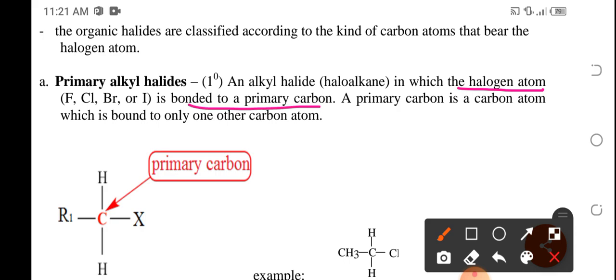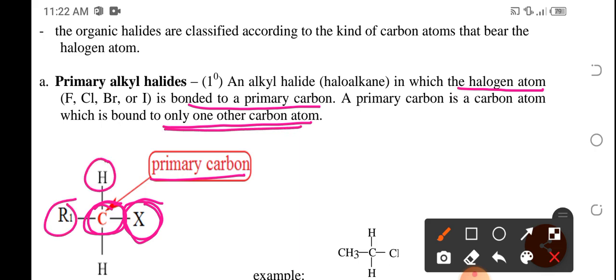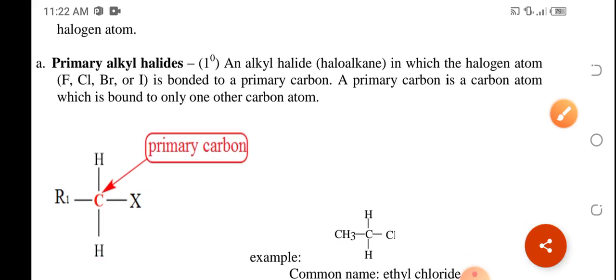So, ang unang titignan natin is the halogen. Look for the halogen. And then afterwards, tignan natin kung saan siya naka-attach sa carbon atom. Dapat ay primary carbon atom. Paano magiging primary carbon atom? This carbon atom should only be bonded to one carbon atom. So, isa lang. And the rest would be hydrogen. Okay, so ulitin natin.